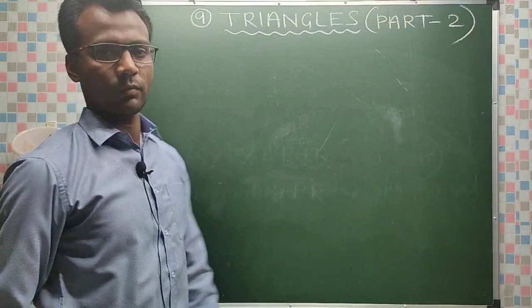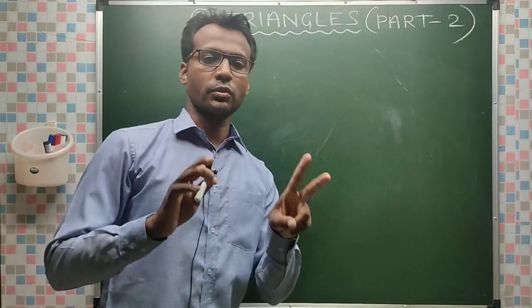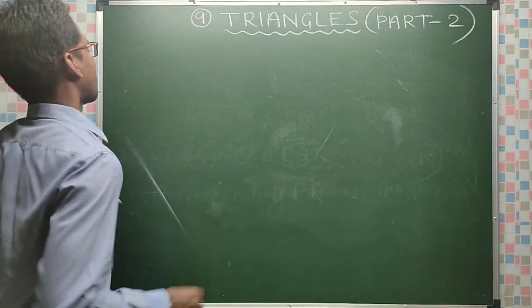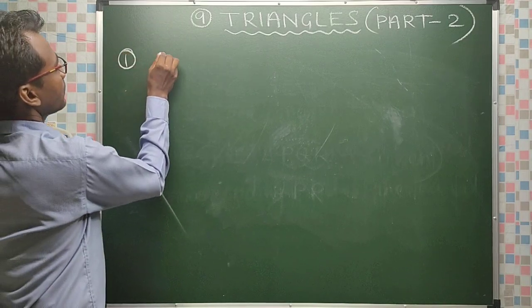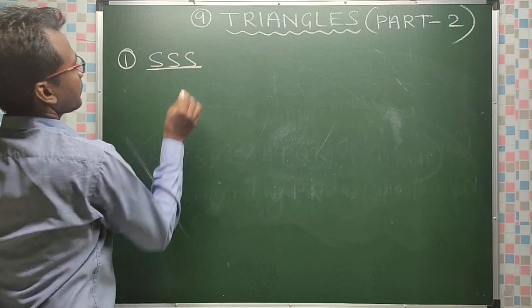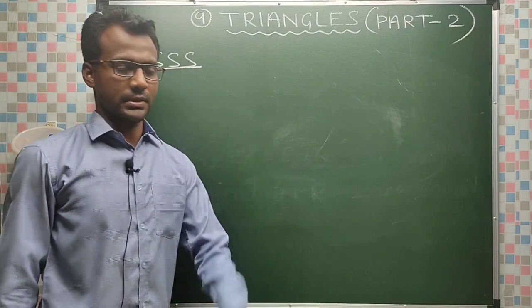Now let us move to different postulates using which we can prove congruency between any two triangles. The first postulate is SSS.